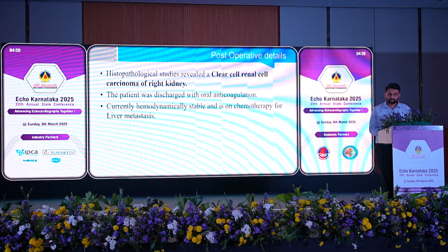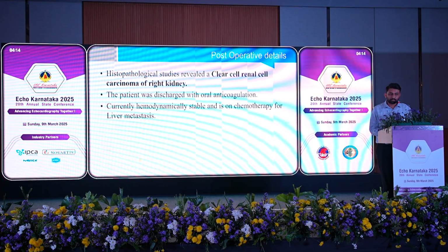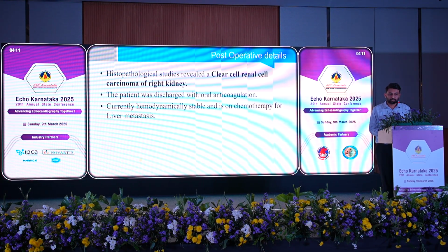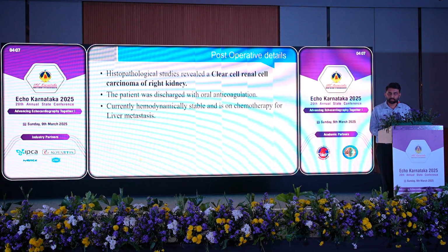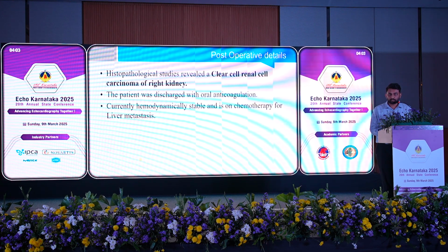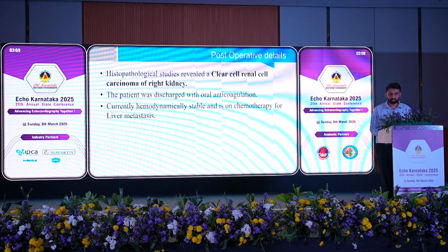So post-surgery, the histopathological studies revealed a clear cell renal cell carcinoma of the right kidney. The patient was discharged with oral anticoagulation. The patient is currently hemodynamically stable and is on chemotherapy for the liver metastasis. The patient continues to be on oral anticoagulation since there is an active cancer and he's on chemotherapy.